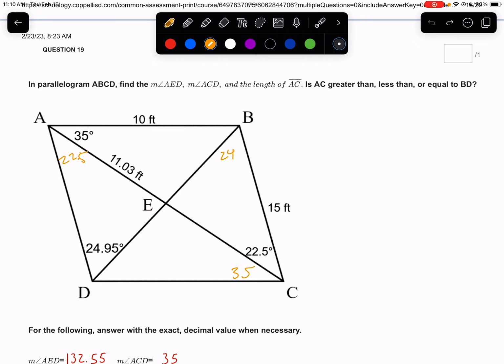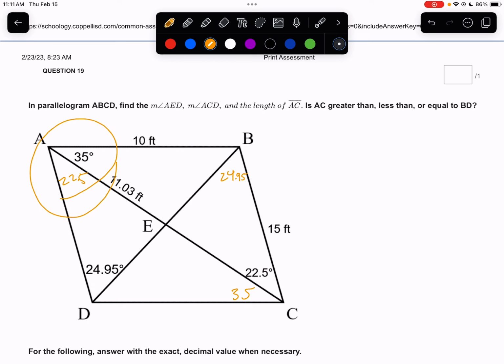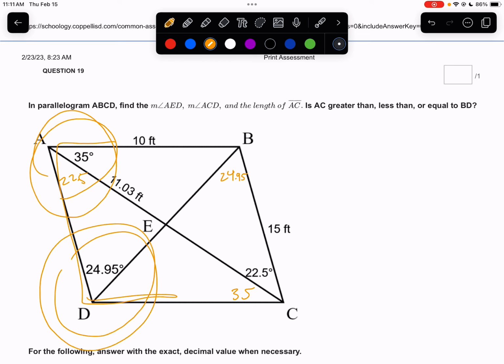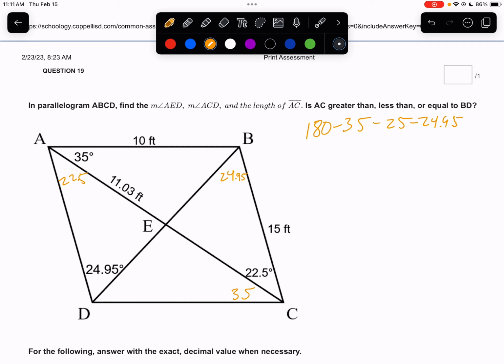Now, this is a parallelogram, so this corner and this corner, those are consecutive corners of the parallelogram. Those have to add up to 180. So I'm going to do 180 minus 35 minus 25 minus 24.95, and I get... That's not 25. Guys, this is 22.5. Let's go fix that.